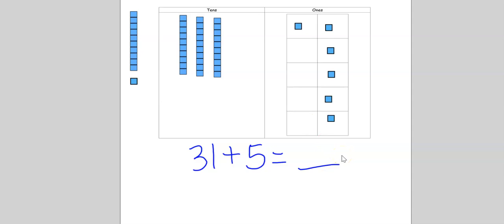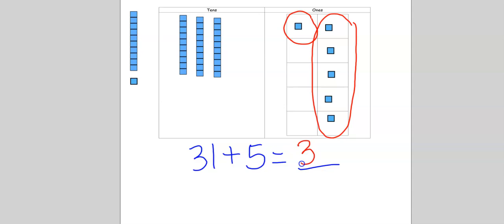Well, you know what? When I look at a 10 frame, I can see it, don't I? I'm seeing 5 filled in here and 1 more. So how much is that? That's right. It is 6 1s. So 31 plus 5 is, that's right, 36.